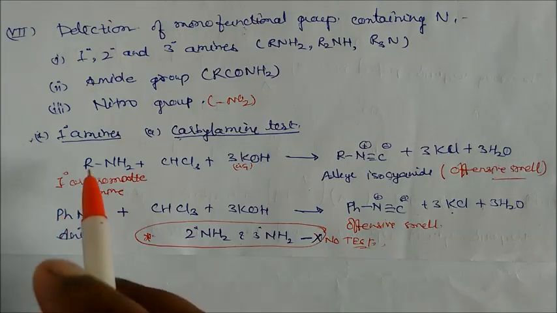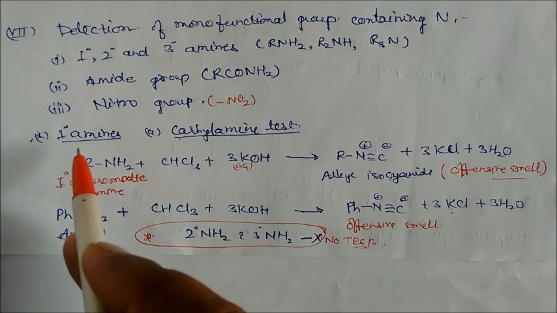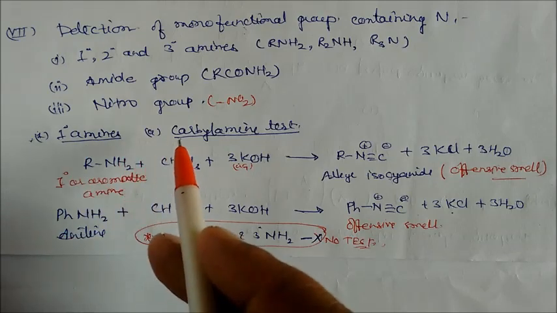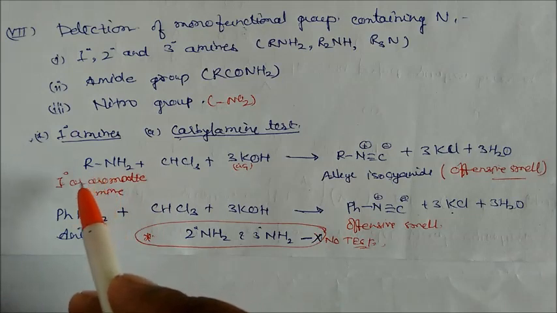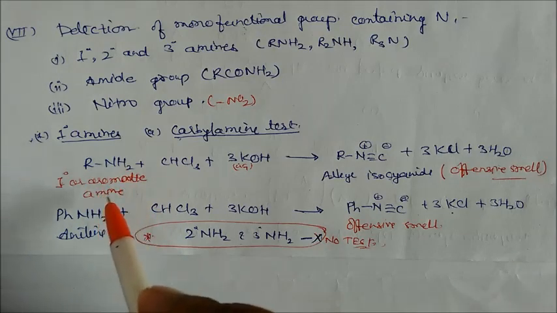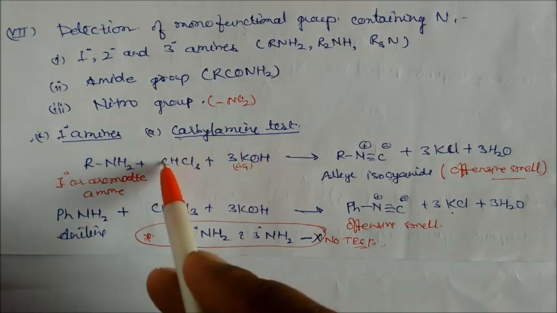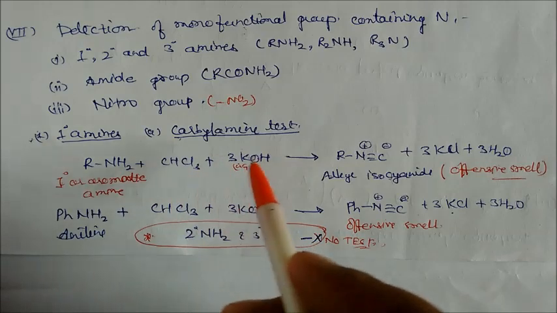So this is the primary amine. For detection of the primary amines, normally we use the carbylamine test. So what is the carbylamine test? You take any primary amine or aromatic amine in the presence of this reagent, chloroform plus aqueous potassium hydroxide.